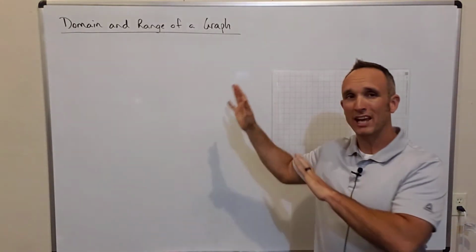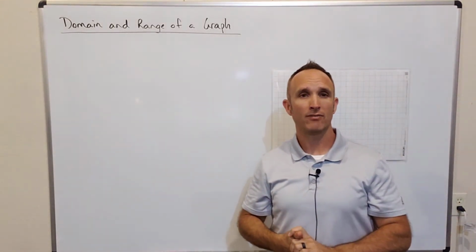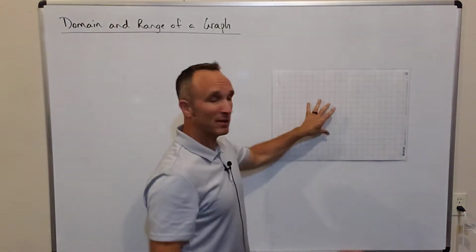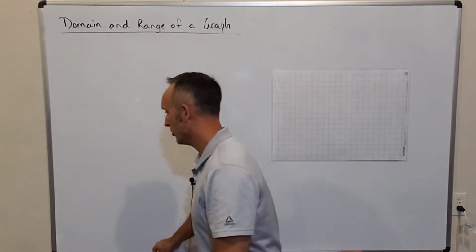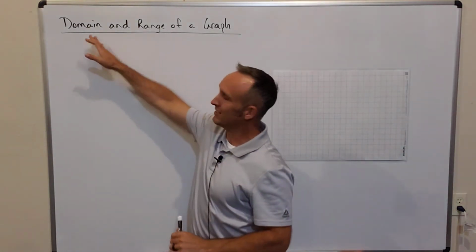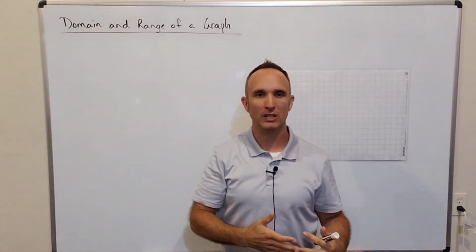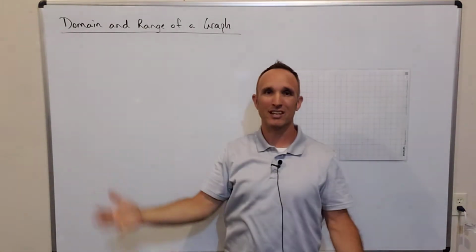All right, so we're going to look at the domain and range of a graph. And as you can see, I've got my graph paper here. If you're taking notes, you probably want to have some graph paper handy as well. So remember what domain is. Domain is the set of inputs for a relation, and range is the set of outputs.